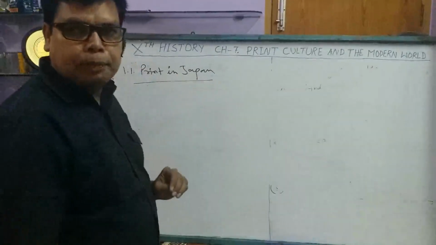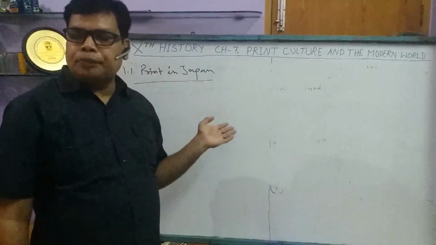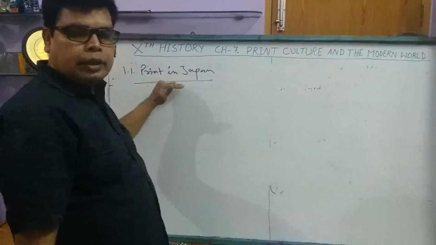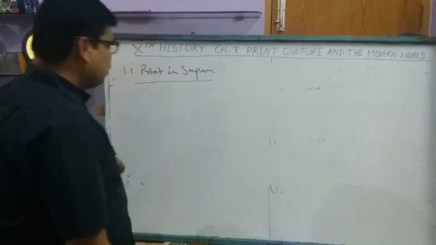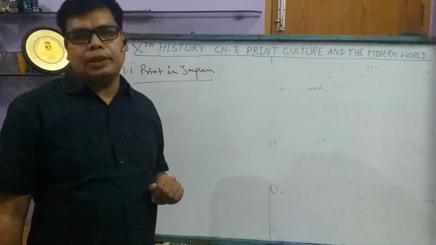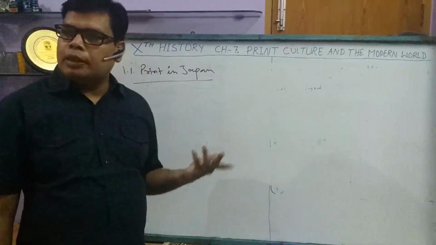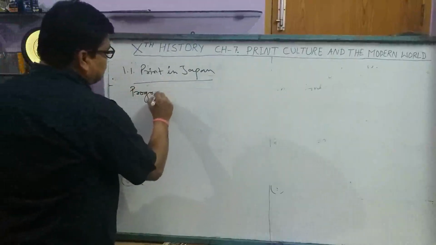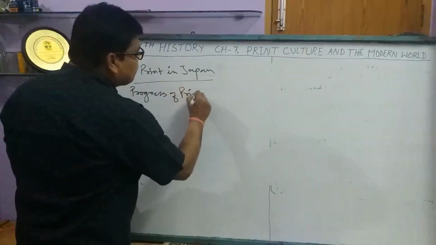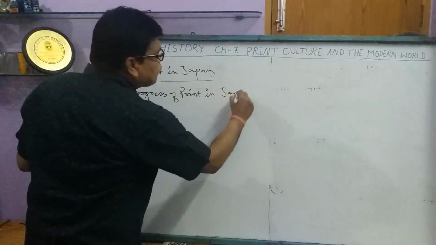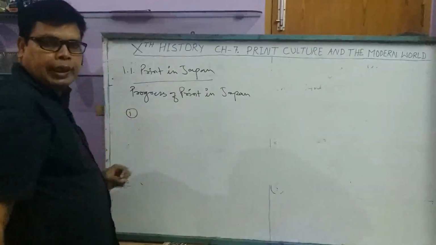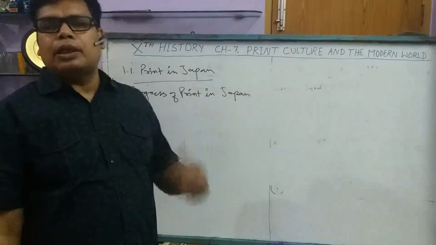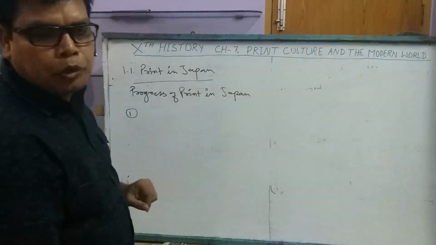As I have explained, print was discovered in China in the form of woodblock technology, and finally it reached Japan, right? See, by the Buddhists. The question would be: describe the progress of print in Japan, or trace the history of print in Japan. So we are going to see the progress of print in Japan. So the question, again I explained: describe the progress of print in Japan, or explain the history of print, or trace the history of print in Japan. I am going to explain 5 or 6 points.